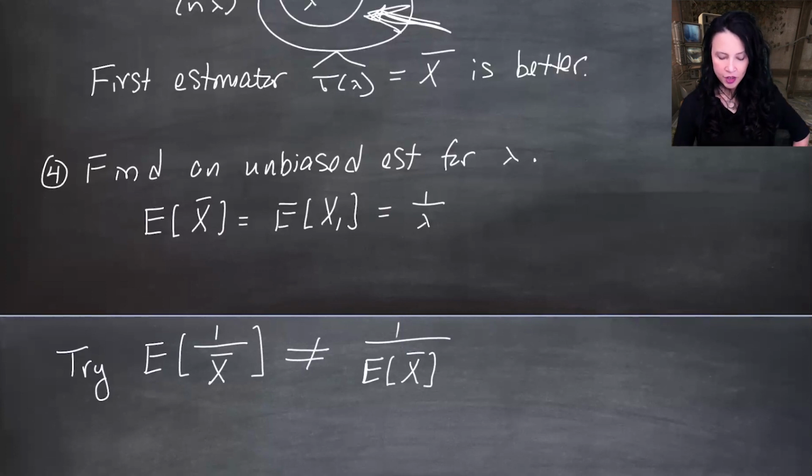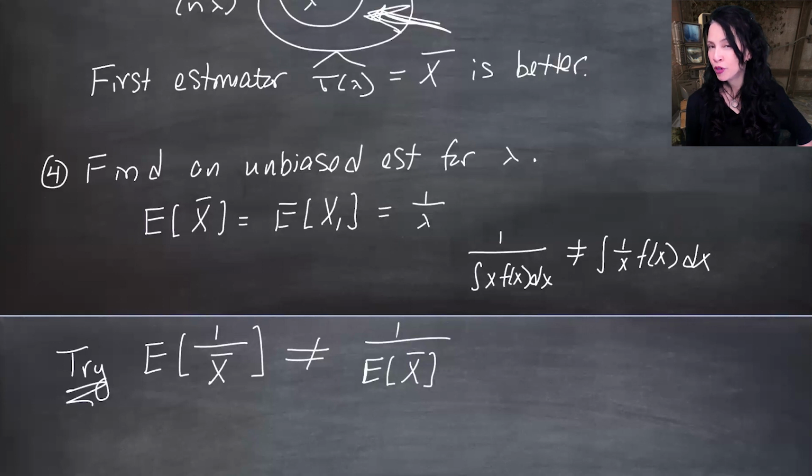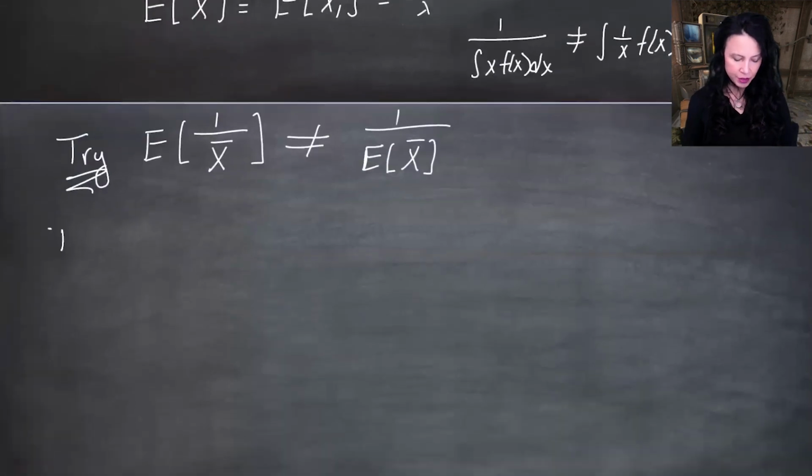These are not the same for the same reason that 1 over an integral of x fx dx is not equal to the integral of 1 over x, fx dx. Expectations just don't work like that. However, I do want to try it, and maybe we can work with it and adjust it. So I'll write that again. We're going to try the expected value of 1 over x bar.